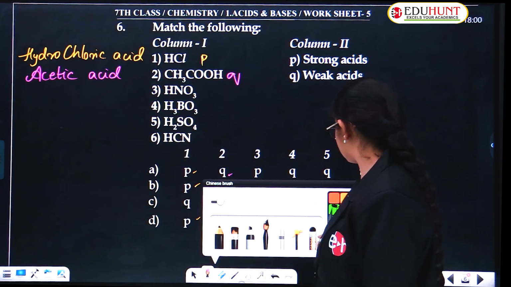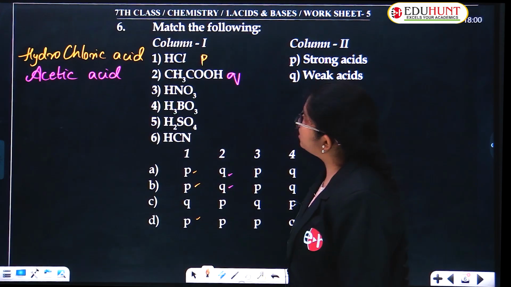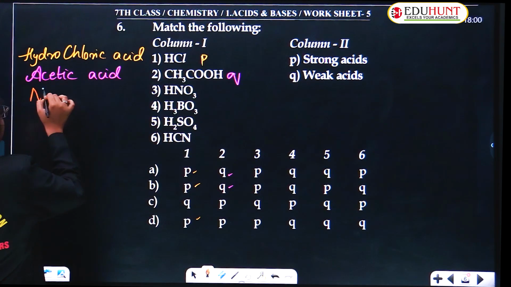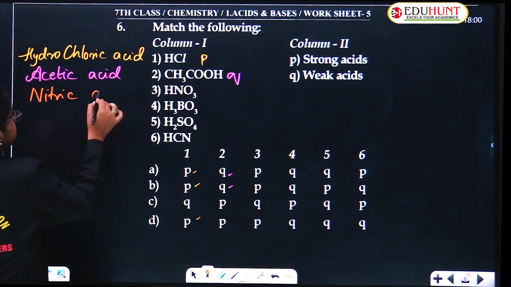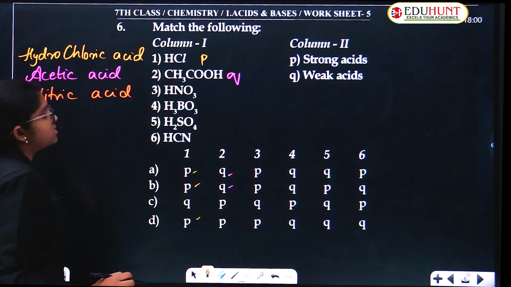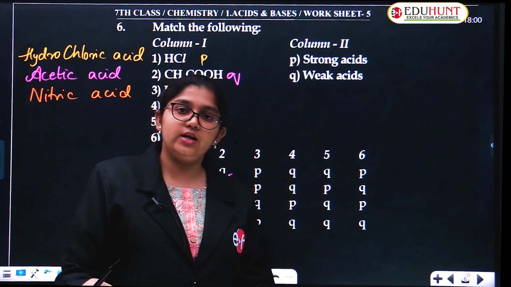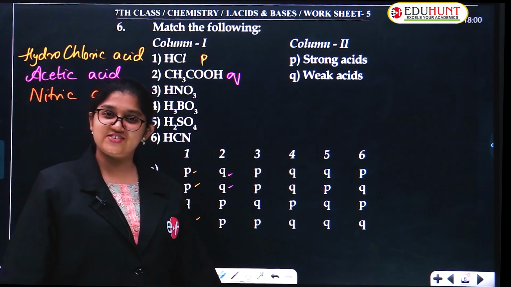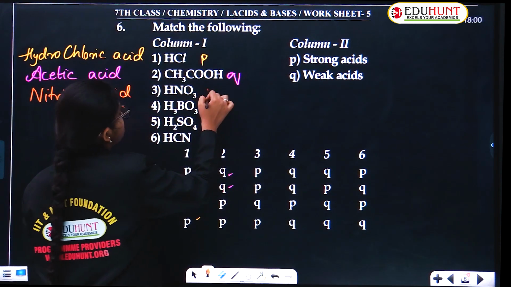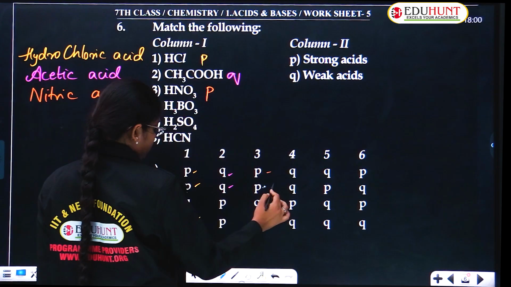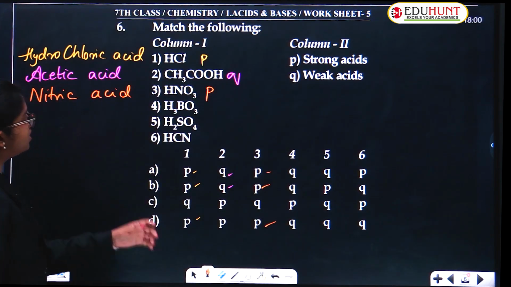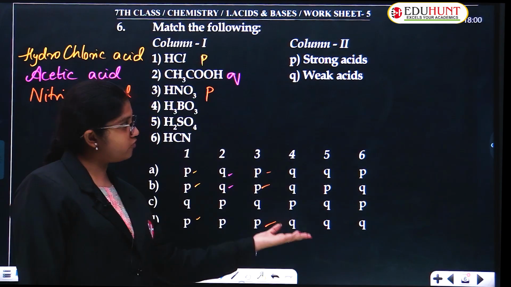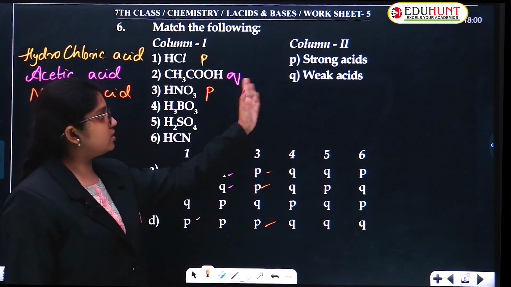Okay, next. HNO3. What is HNO3? Very good. Nitric acid. Nitric acid is definitely a strong acid, because why? Nitric acid is considered the king of acids, right? Yes. So it is a strong acid as well. So P. Nitric acid is a strong acid, king of chemicals, king of acids. So strong acid, absolutely P.